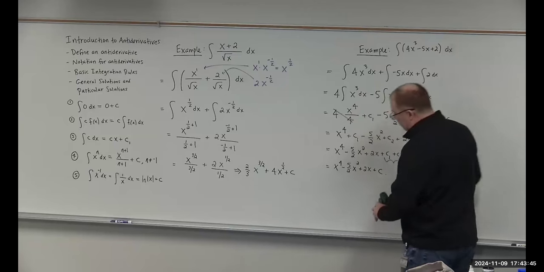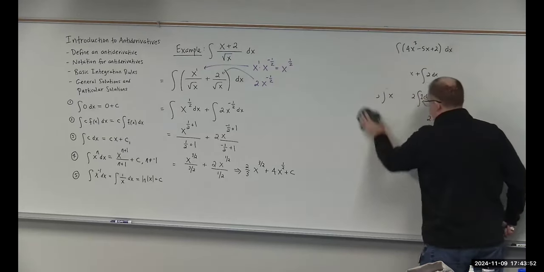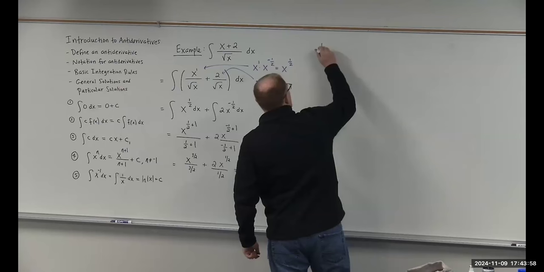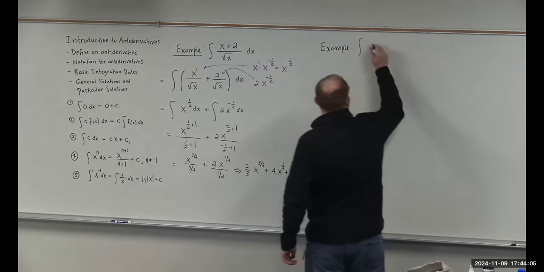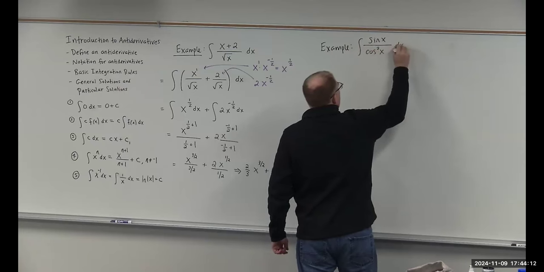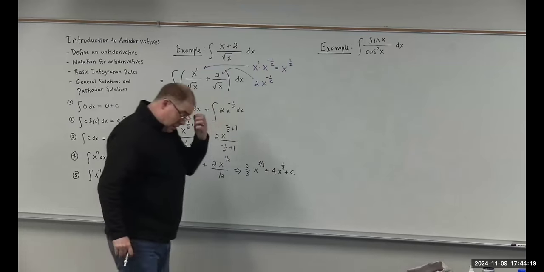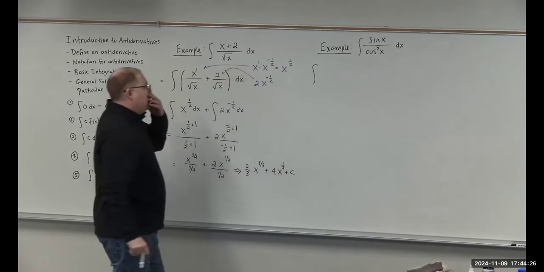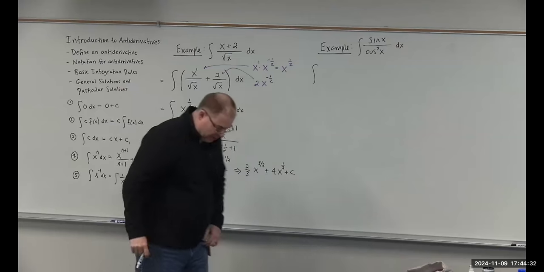Let's look at another example. This next example is going to involve a trig function, actually a couple of trig functions. So let's say that we want to integrate the integral of sine x over cosine squared x. So again, we need to rewrite this in order to find the antiderivative here.